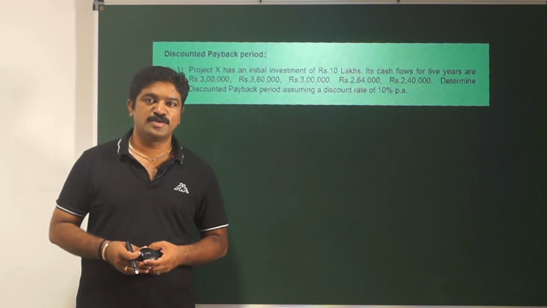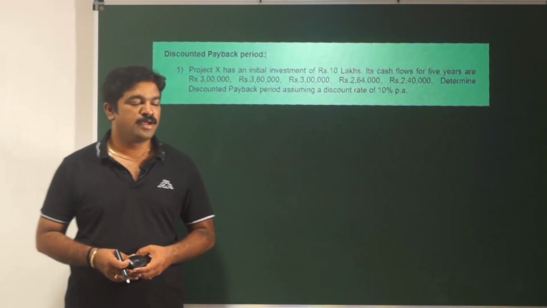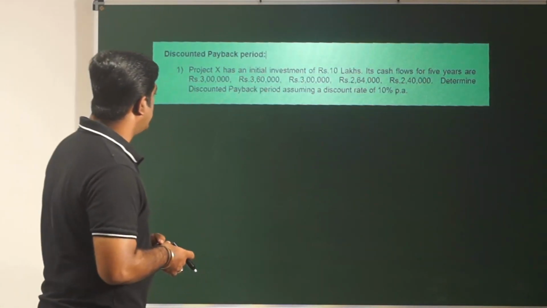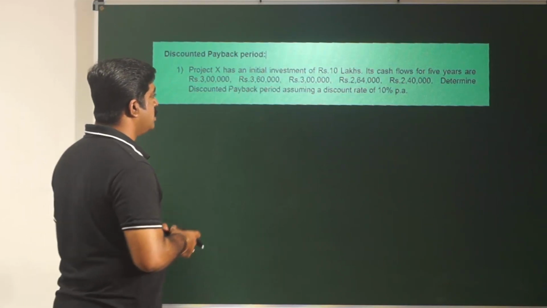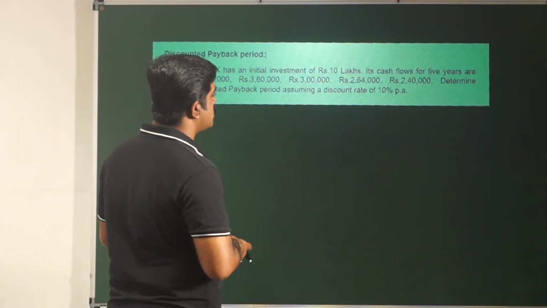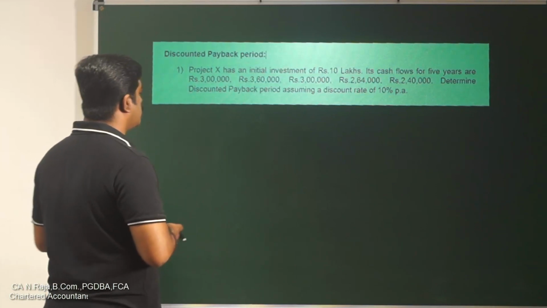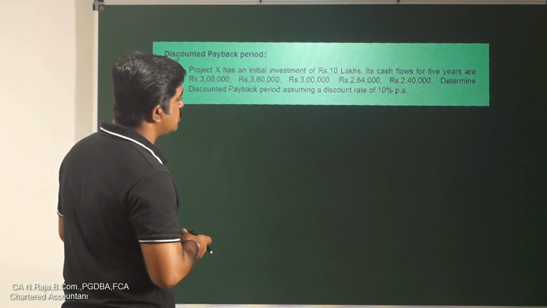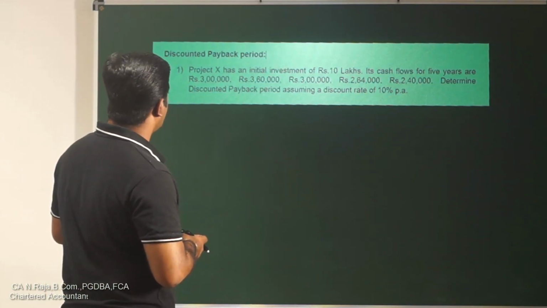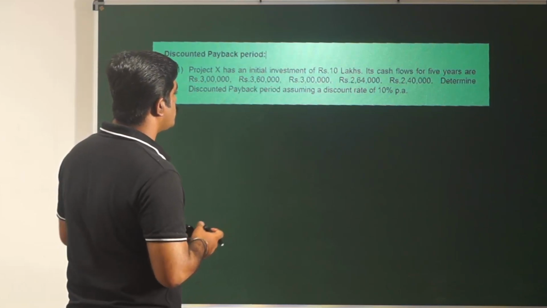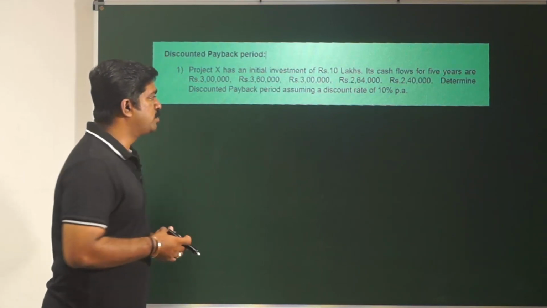Let's take this case study to understand discounted payback period. We have project X with an initial investment of 10,100,000. Its cash flows for 5 years are 300,000, 360,000, 300,000, 264,000 and 240,000. We have to determine the discounted payback period assuming a discount rate of 10% per annum.